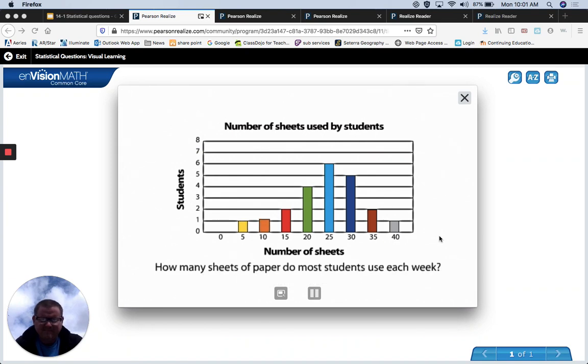How many sheets of paper do most students use each week? Hopefully you'll be able to tell that answer. I'll give you a couple seconds here. We're looking for how many pieces of paper most students use per week.